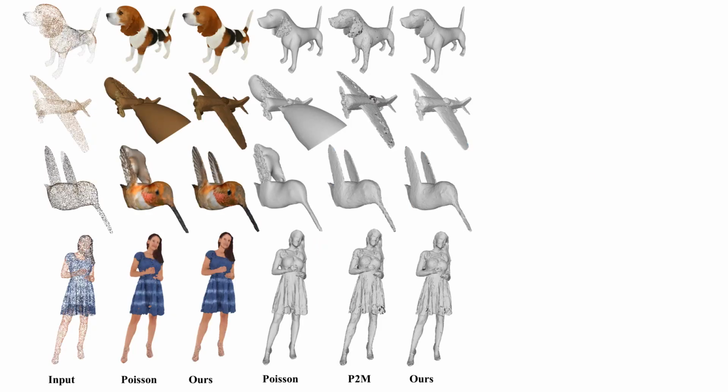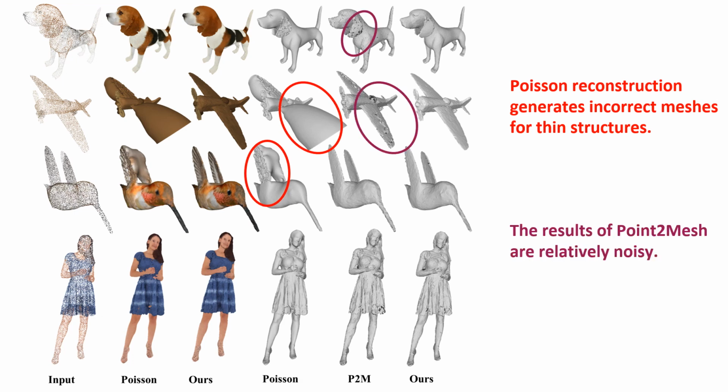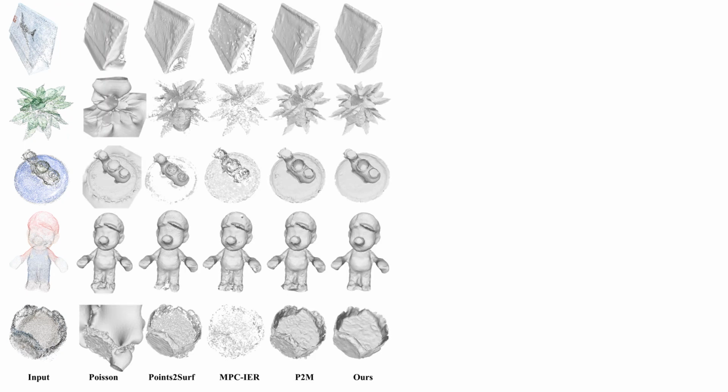This slide shows the qualitative comparison on synthetic data. Our method shows consistently better performance. We can see that Poisson reconstruction generates incorrect meshes for thin structures. The results of Point2Mesh are relatively noisy. We also test on scans collected from the 3D scanner. Compared to other methods, we produce overall better geometry for smooth surfaces, sharp boundaries, thin structures, and sparse areas.